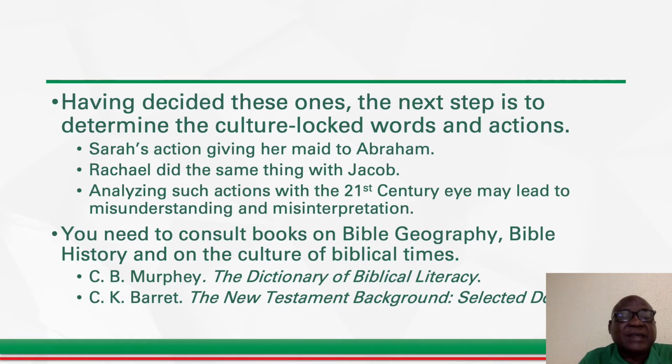Now, when you have decided those, the next step is to determine the culture-locked words and actions. I'm giving an example here. When Sarah was unable to have a child for a long time, she decided to give a maid to her husband. And remember also that Rachel did the same thing with Jacob. If you look at this action with the eye of the 21st century, you will definitely misunderstand and misinterpret what they have done.